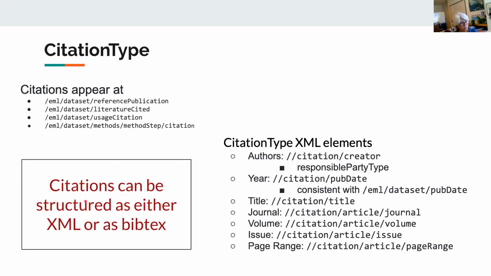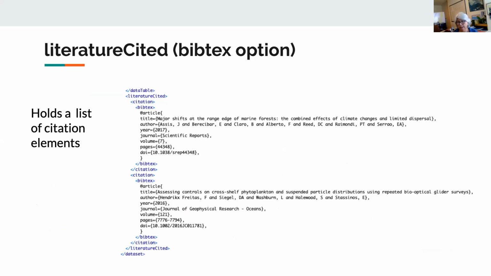Again, sorry, this is just a summary of the XPaths where you can use citation, and those are the citation XML elements. But you can describe a citation either as XML or as BibTeX, and here's what the BibTeX would look like. It simply has a BibTeX element and then a BibTeX structured citation. Literature cited can either be a single citation or it can be a list.